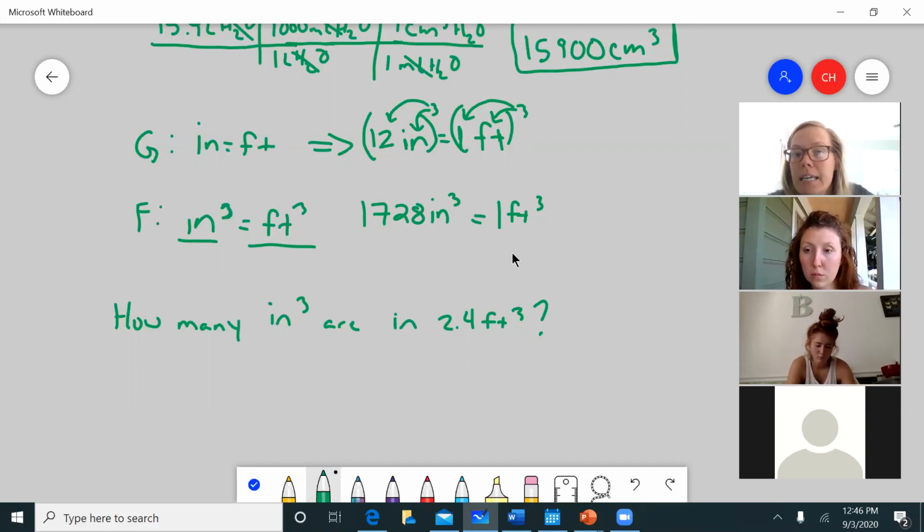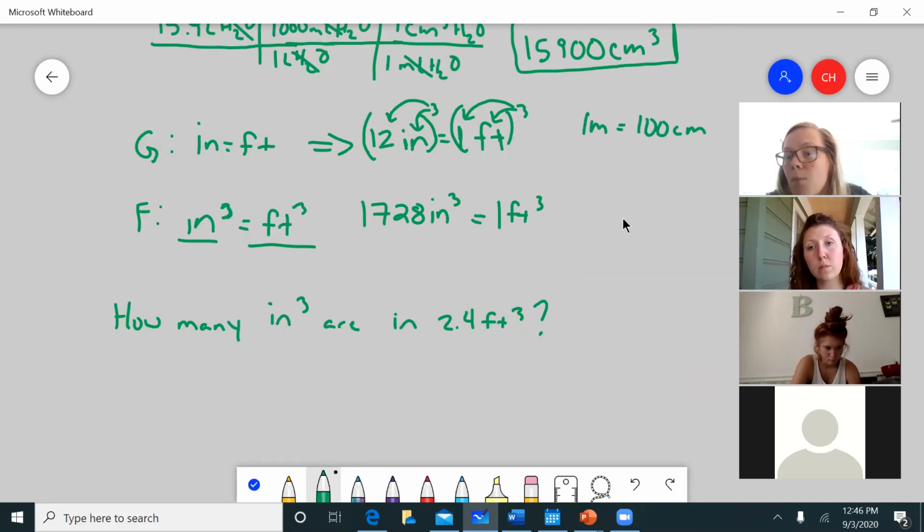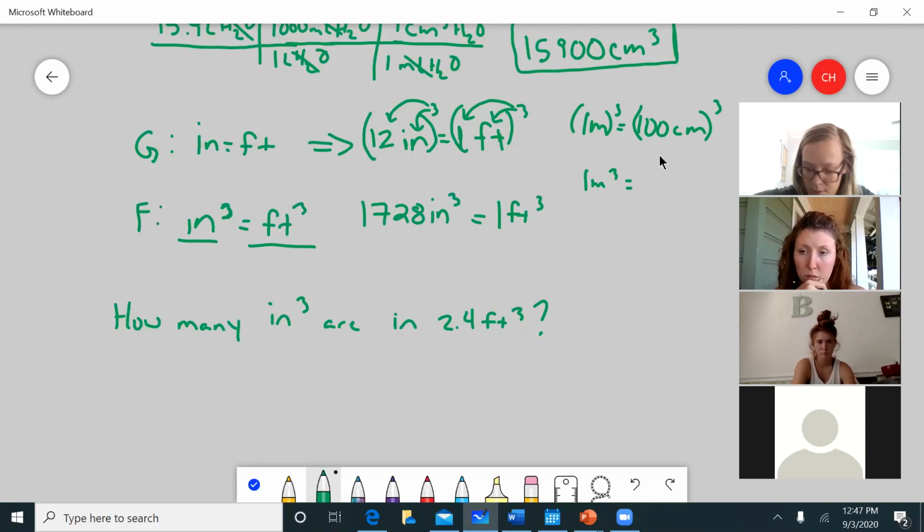So we were able to get this from this. The same thing is true if you have a relationship between, let's say, 1 meter equals 100 centimeters, and we wanted to get the cubic relationship, we could just cube both sides and get 1 meter cubed is equal to 100 times 100 times 100, or a million.